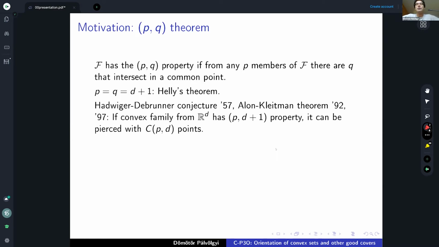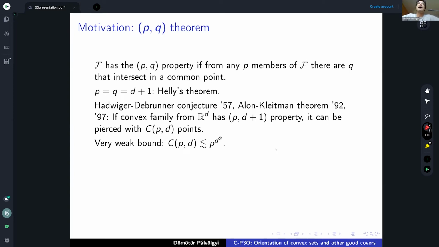And this was later proved by Alon and Kleitman. You need that Q is at least D plus 1. It's easy to see that if Q is less, then the family might not be pierced with a bounded number of points, but otherwise it's always true. And then Helly's theorem says that 1 point is sufficient. And in general, there's a constant, but it grows very fast as P and D grow. We only have a very big bound that's like P to the D squared. And as far as I know, this has not been improved ever since.